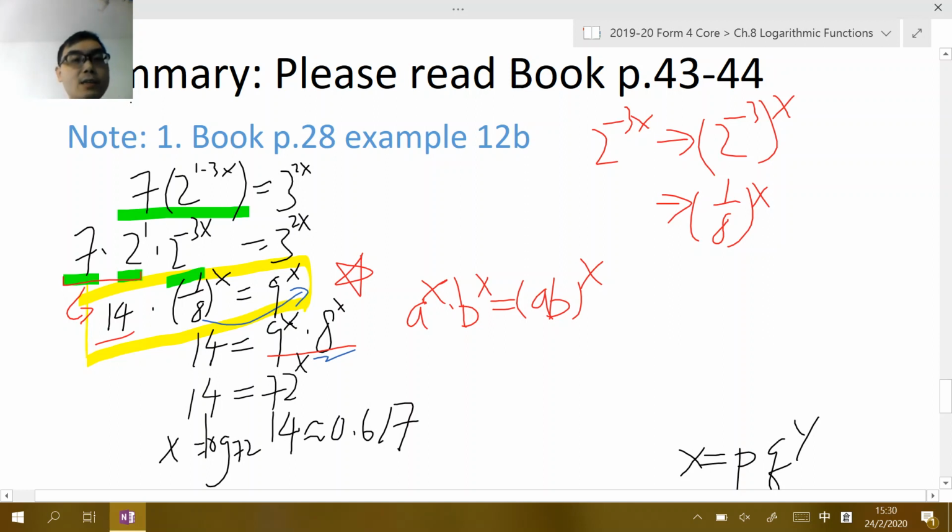Then do remember that as we have learned a rule, if the 2 terms have the same power, for example 9 to the power x also has the power x, then we can combine them together by multiplying the 9 and 8.